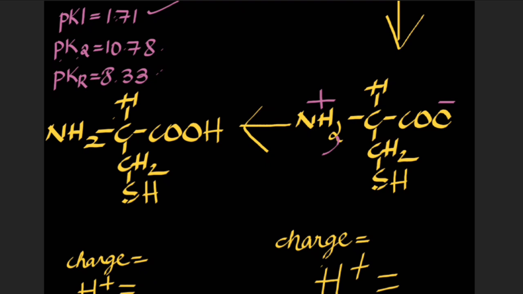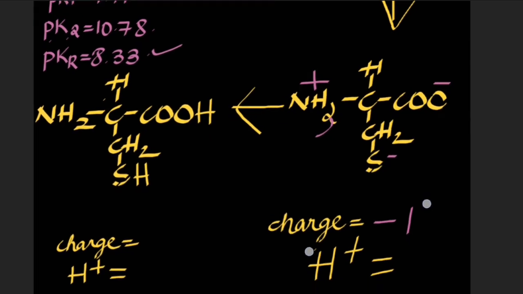So now what will happen is, as the solution is getting more and more basic, the first pH that the amino acid will reach is the pKr value. That means this value. So when it reaches 8.33, this thiol group will lose its hydrogen. So now what will be the net charge of this particular molecule? It will be -1, right?